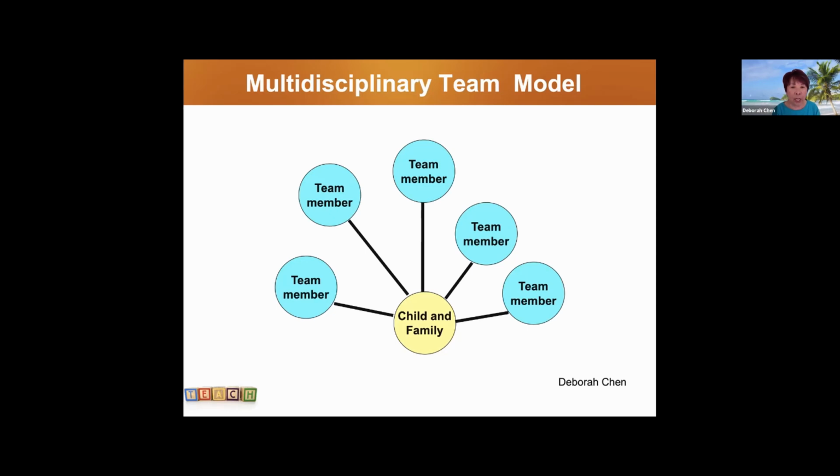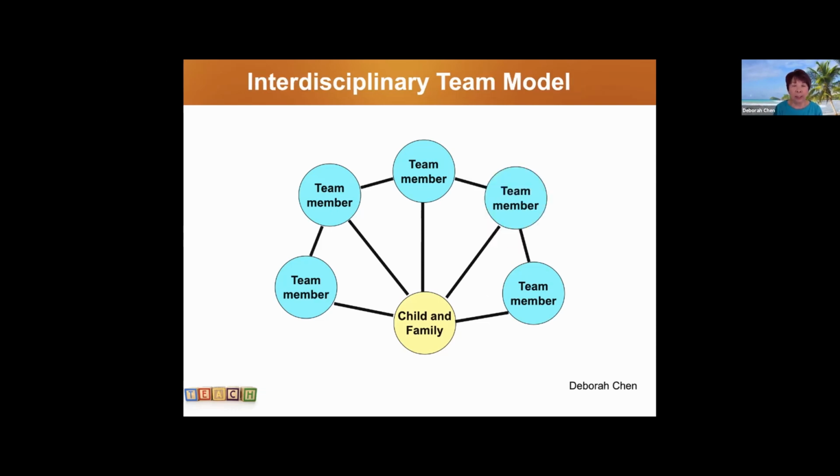So although the child is getting in-depth expertise and one-on-one service, there may be gaps in the services or duplication of services, or there may be very different approaches to intervention. The next model is called the interdisciplinary model, which just means that there is communication among the professionals.